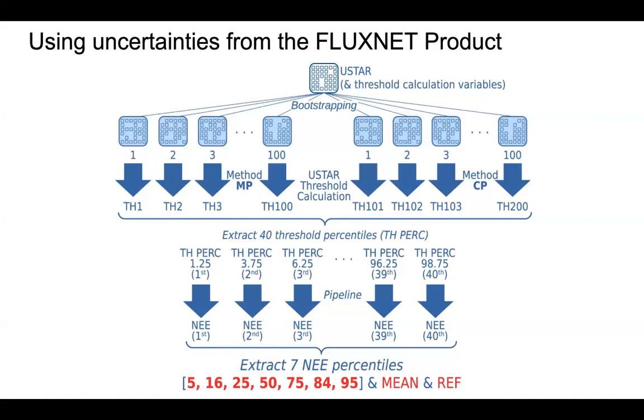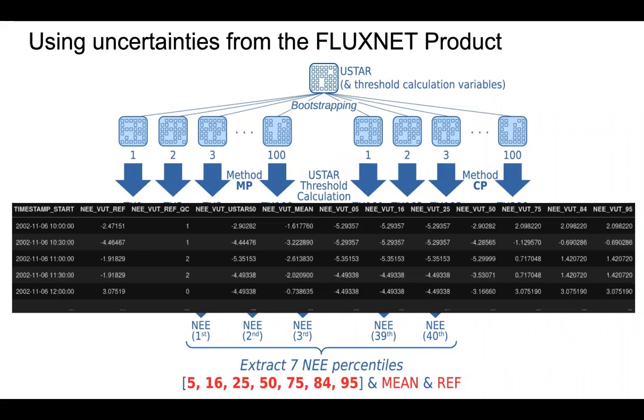We apply that and we select the 40 percentiles, and these 40 percentiles are actually propagated throughout the pipeline. So we generate 40 versions of all of these products throughout the pipeline. And basically at the end, as a final product, we provide 7 percentiles for each of these products. And we also provide a few other shortcuts that I will mention briefly.